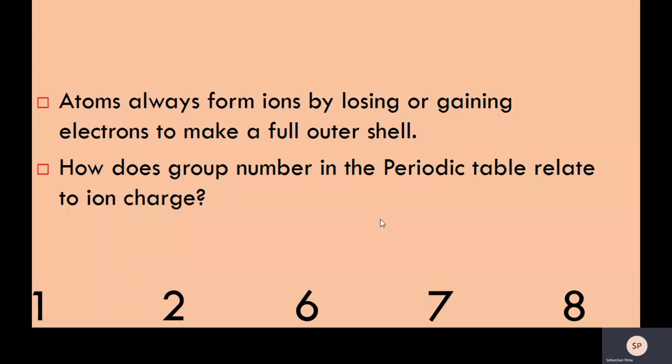Have a look at the groups. So groups 1, 2, 6, 7, and 8, and try and think, how does group 1, are they going to lose or gain an electron? So are they going to be positive ions? Group 2, once again, are they going to lose or gain electrons to gain a full outer shell? And do the same for group 6, 7, and 8. Pause the video, come back when you're ready.